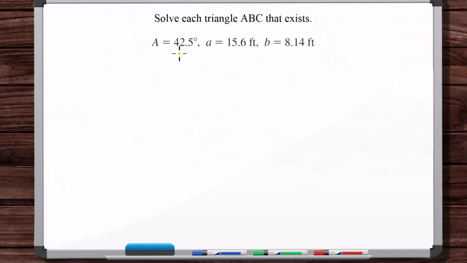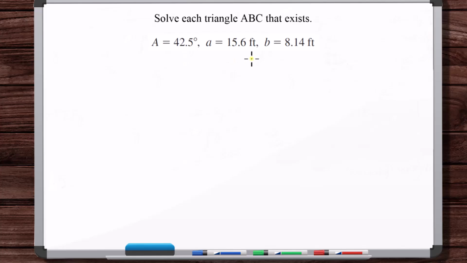To answer this question, it's saying solve each triangle. That means if there's no triangle possible, we want to state no solution, no triangle possible. If one triangle is possible, we want to draw that triangle and put all of its side lengths and angles, and that's the final answer. If two triangles are possible, we want to draw both triangles and put all the side lengths and angles of both, and say, here are the two possibilities based on what we were given.